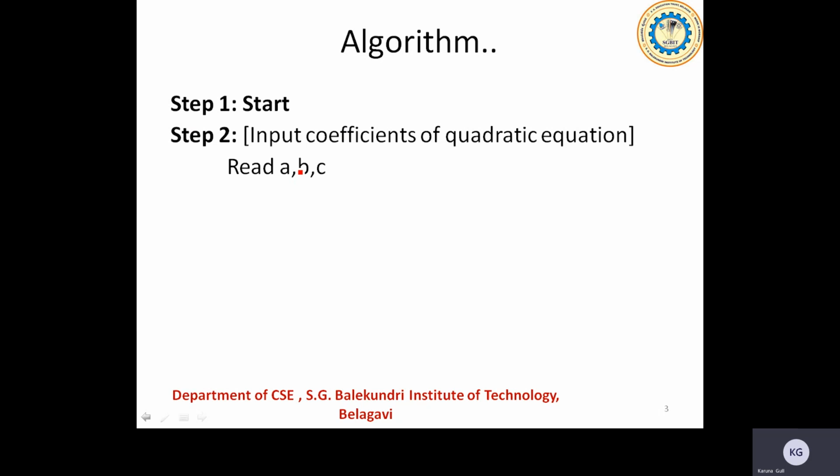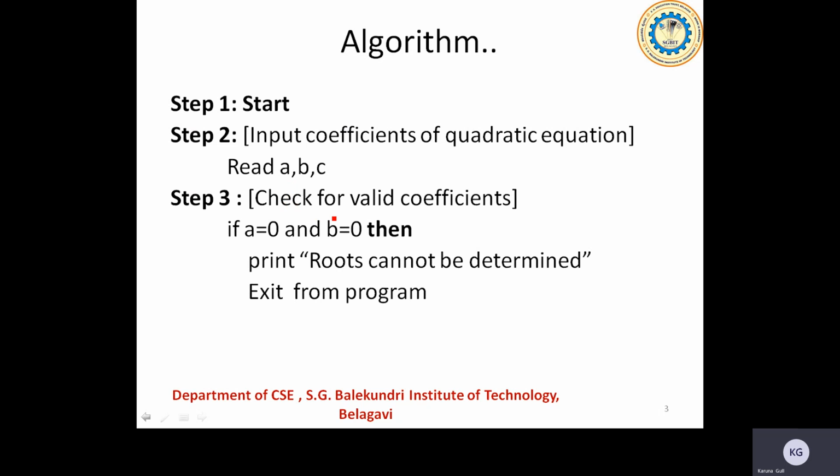So we begin the algorithm. Read the coefficients a, b, c. Then check the validity. If a is equal to 0 or b is equal to 0, then we are unable to find the roots, and we exit from the program.